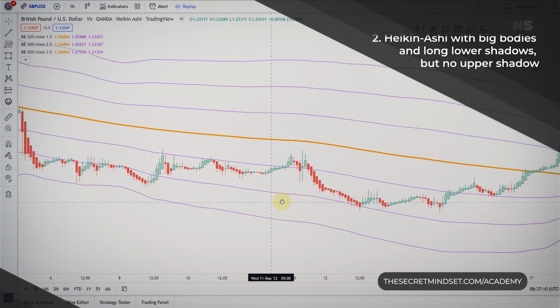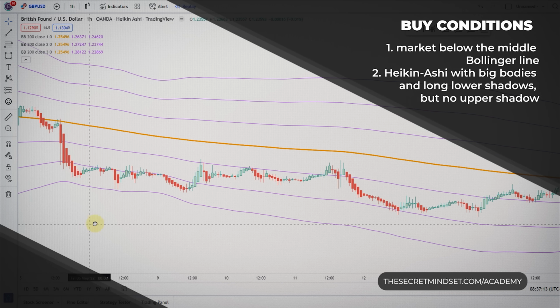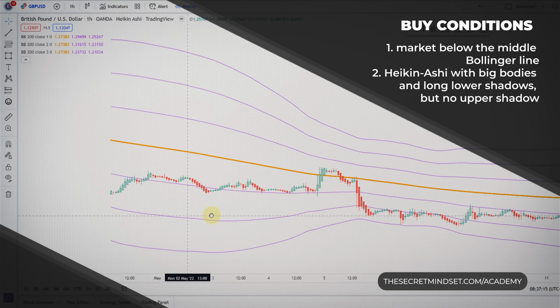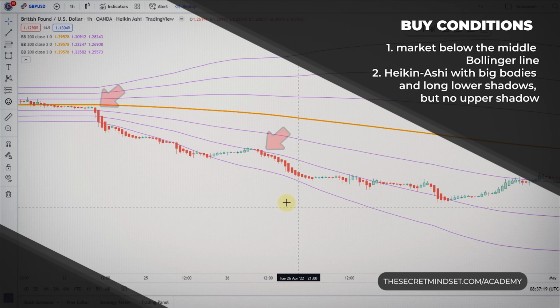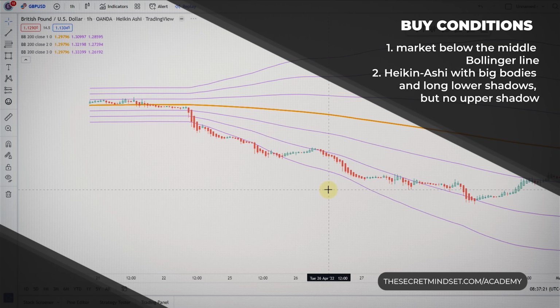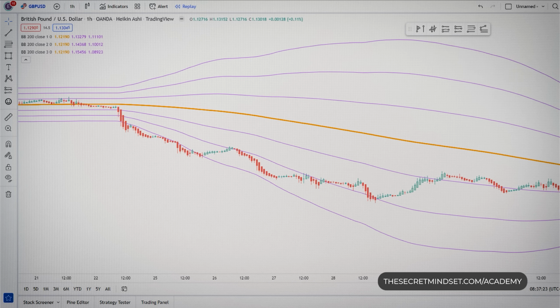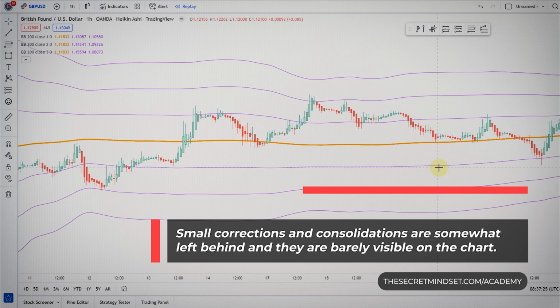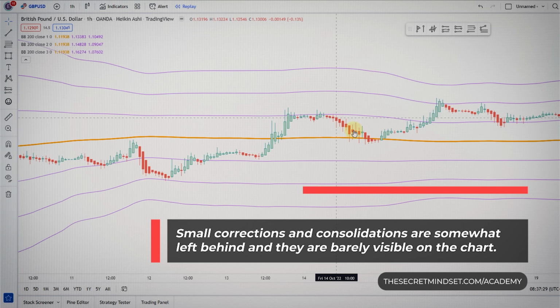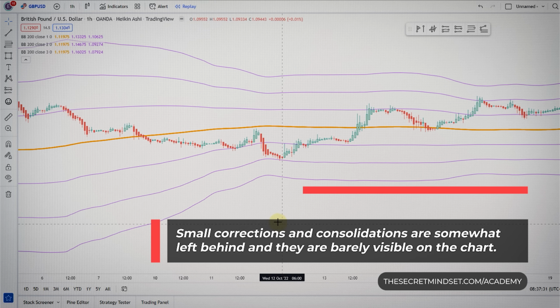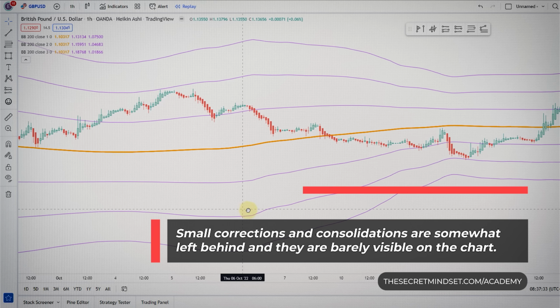When the market is below the middle line, look for Heikin-Ashi candlesticks that have big bodies and long lower shadows, but no upper shadows. What I like about them is the fact that small corrections and consolidations are somewhat left behind, and they are barely visible on the chart.